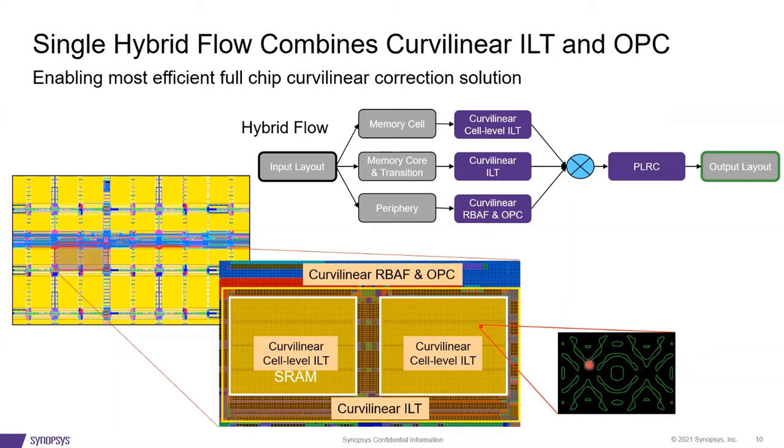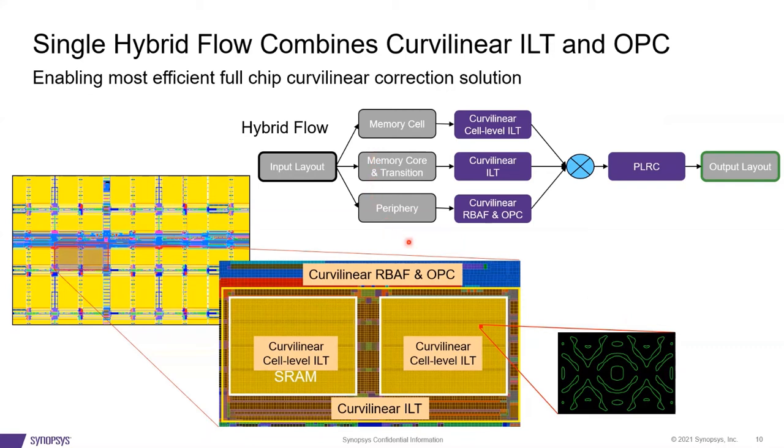Here we're showing a zoom in to the curvilinear cell level ILT area, showing the mask complexity, which can be handled by today's multi-beam mask writers, and also the symmetry, which can be found and enforced within the design if the litho process allows for it.